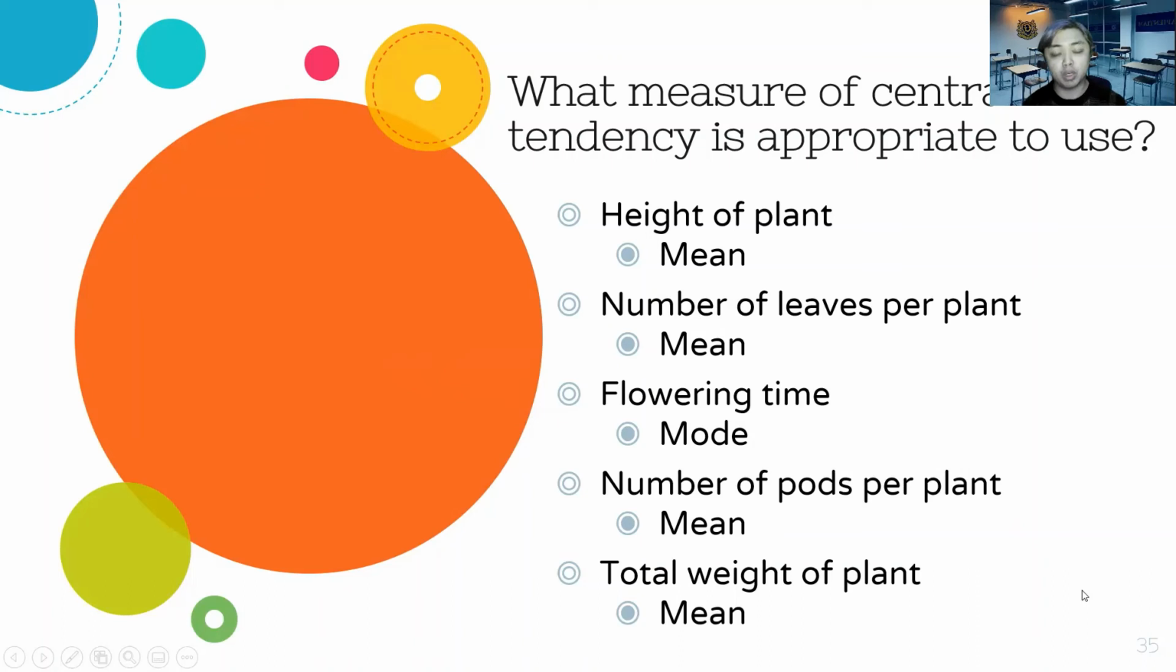What about temperature? Temperature is an interval data. What is the best measure of central tendency for that? You are correct, that is the mean.